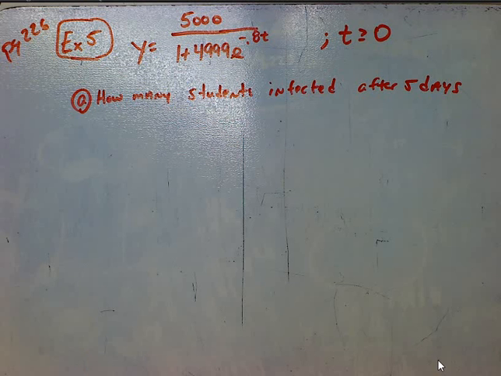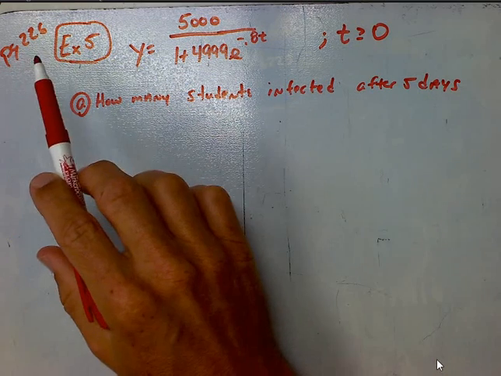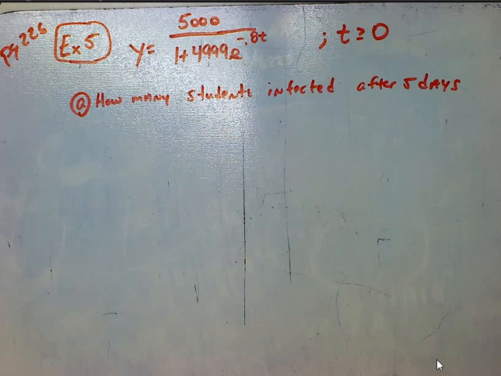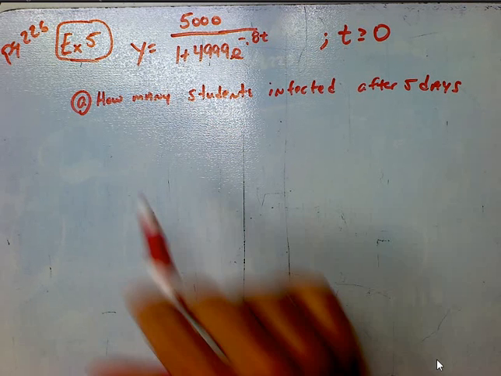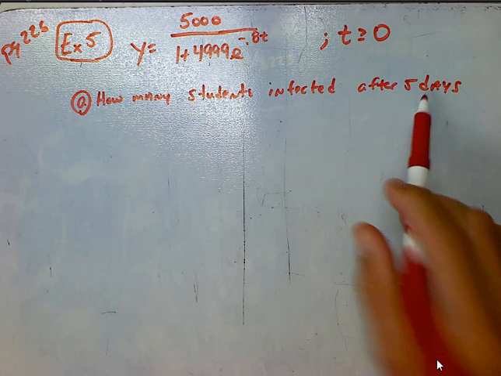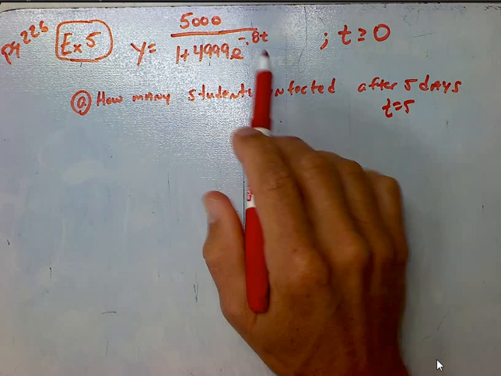Example 5 here. You want to refer to page 226 for the story problem. They give us this equation. It talks about a campus being infected with a disease, and it says how many students will be infected after 5 days. So that means T equals 5. So I'm going to put into my equation 5 for T.